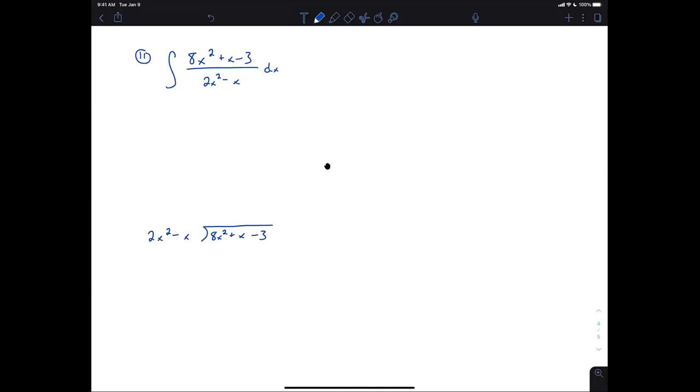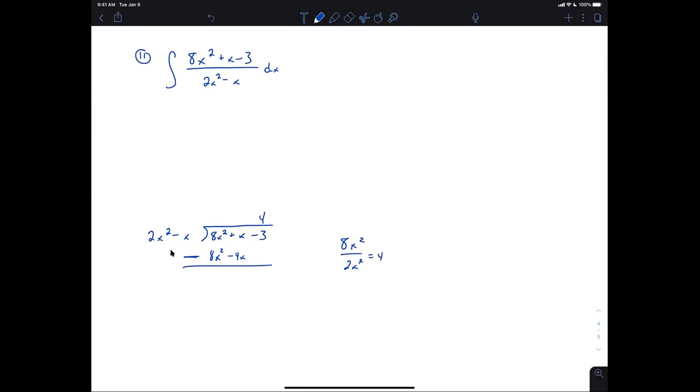The way you handle that is you divide the first term here by the first term here. Well, 8x squared divided by 2x squared is 4. You put that on the top and you line it up with the other constant. So if it was 4x, you'd put it here. If it's 4, you just put it over the 3. Now you multiply: 4 times 2x squared is 8x squared, and 4 times negative x is negative 4x, and now you subtract.